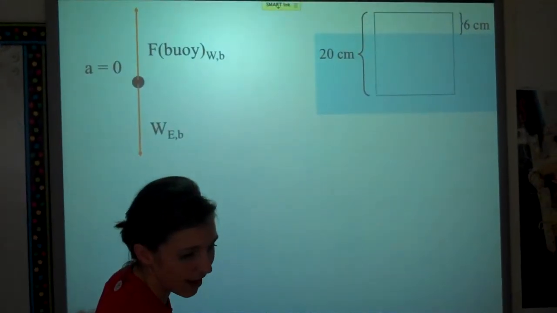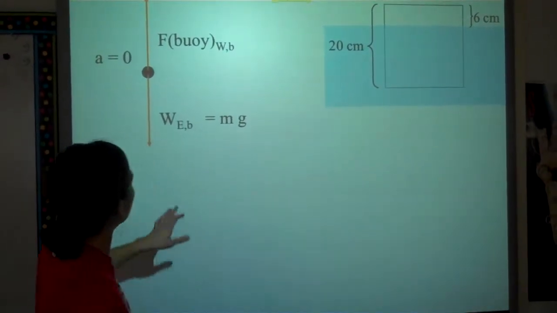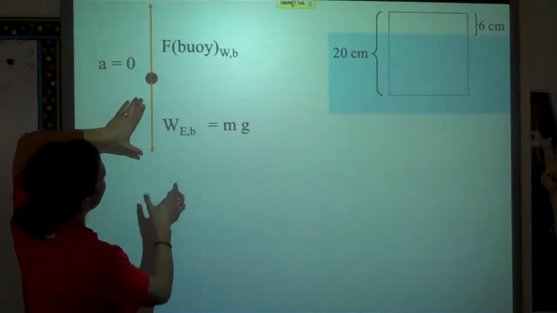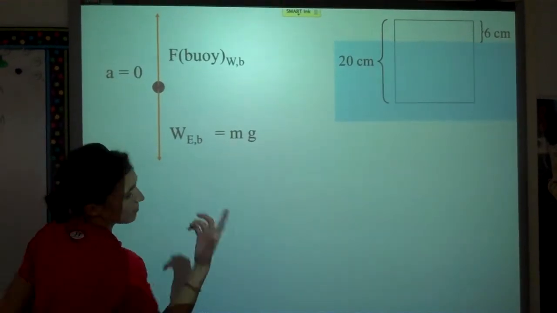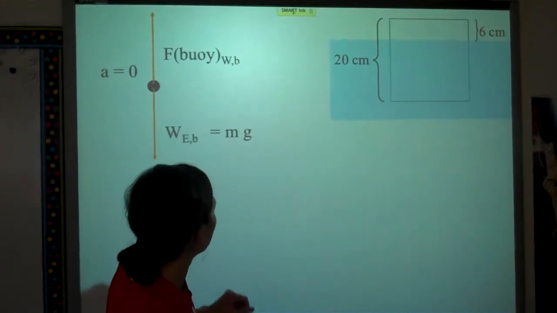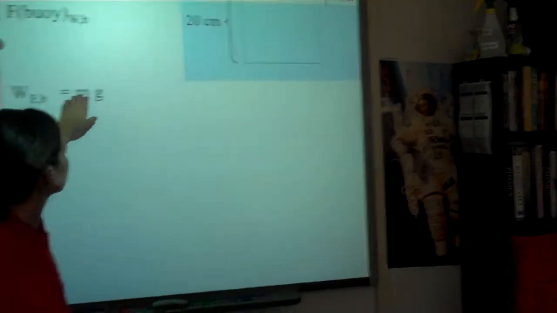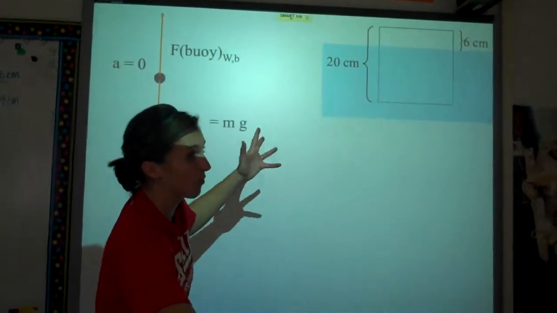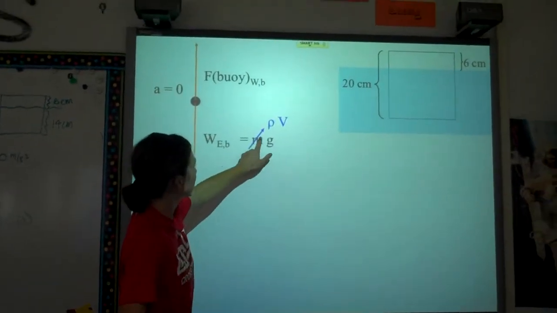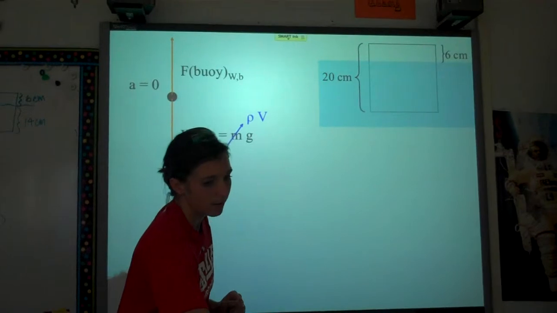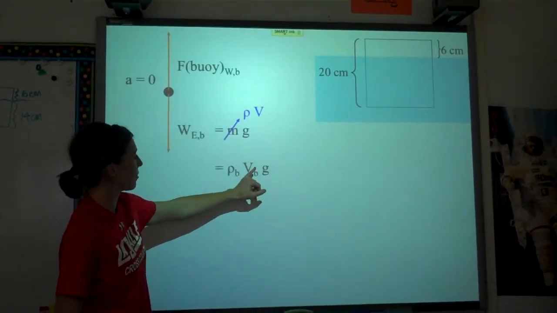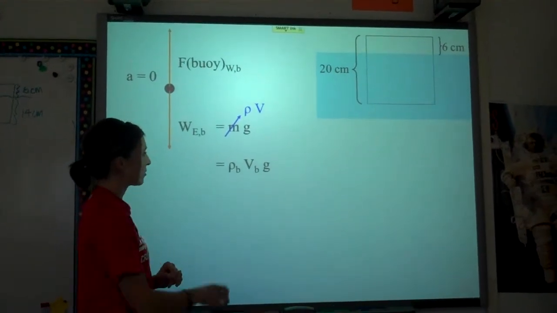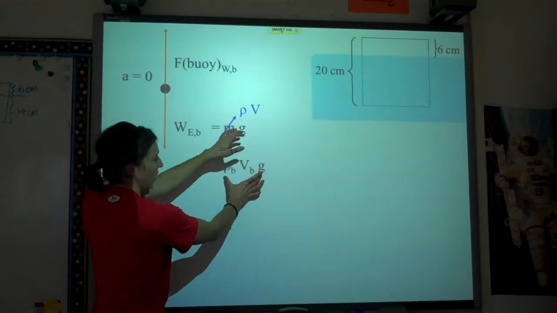So the acceleration is 0. We already knew that. So this is just setting our weight equal to, the weight of the Earth on the block is equal to mass times gravity. We talked about that. But we're not really concerned with mass so much as we are with density, because that's what we want to find out. So we're going to change mass into density times volume, and we'll be left with the density of the block times the volume of the block times gravity. So this whole thing is just mass times gravity.